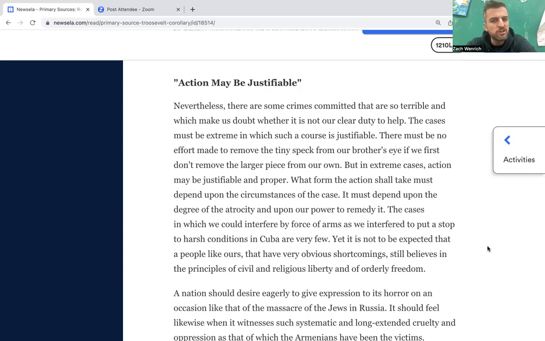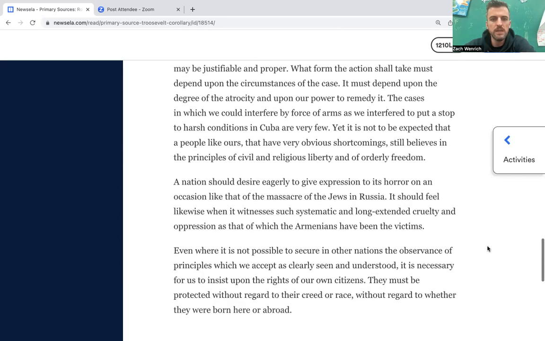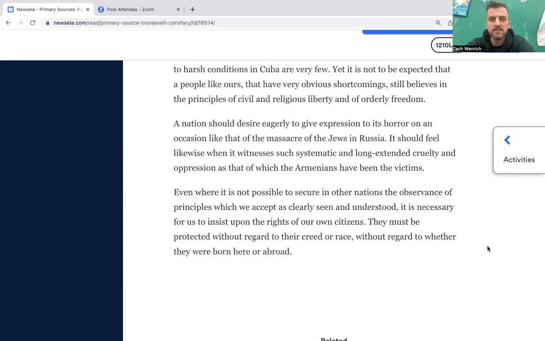The cases in which we could interfere by force of arms as we interfere to put a stop to harsh conditions in Cuba are very rare. Yet it is not to be expected that a people like ours that have very obvious shortcomings still believes in the principles of civil and religious liberty and of orderly freedom. A nation should desire eagerly to give expression to its horror on an occasion like that of the massacre of the Jews in Russia. It should feel likewise when it witnesses such systematic and long extended cruelty and oppression as that of which the Armenians have been the victims.